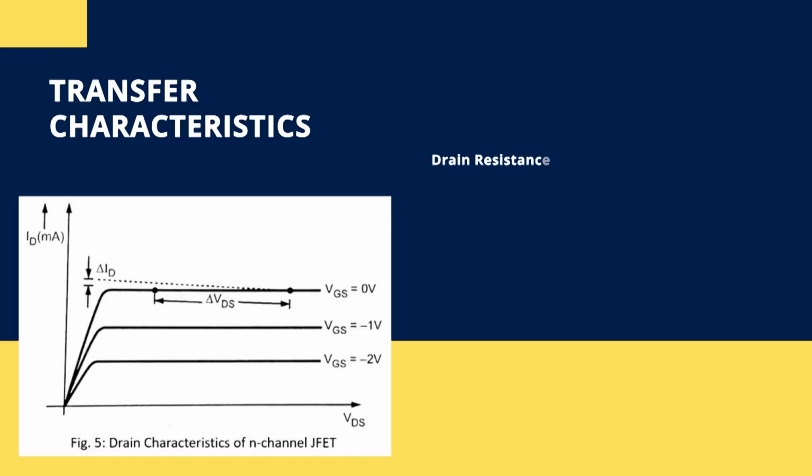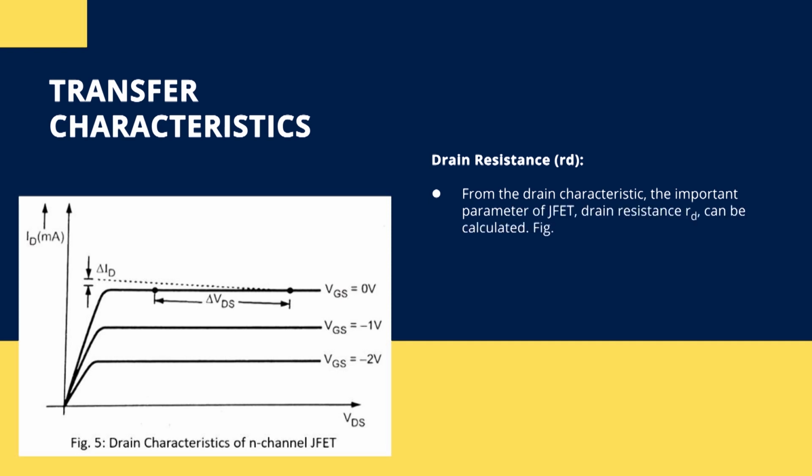So, let us discuss the JFET parameters. The first parameter is drain resistance, represented as RD. From the drain characteristics, the important parameter of a JFET is drain resistance, and it can be calculated using these characteristics. Figure 5 shows the drain characteristics for an n-channel JFET. In this curve we can see the variation between ID and VDS. So, using this current voltage relationship we can measure the drain resistance.